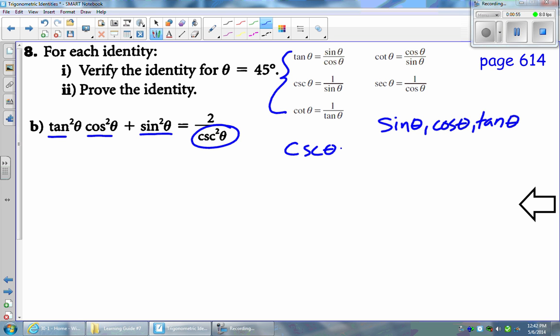Cosecant theta is the same thing as 1 over sine theta, but we have a squared involved here. So you can go ahead and square everything in this equation, and that would be okay as long as you're doing it to everything on both sides. 1 squared is actually just 1, so I'm going to write it as 1. So let's go ahead and plug that in here. So tan squared theta, cos squared theta, plus sine squared theta.